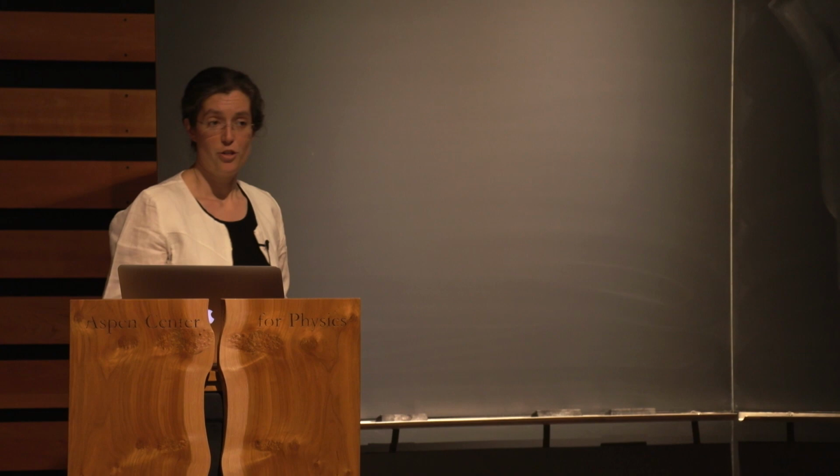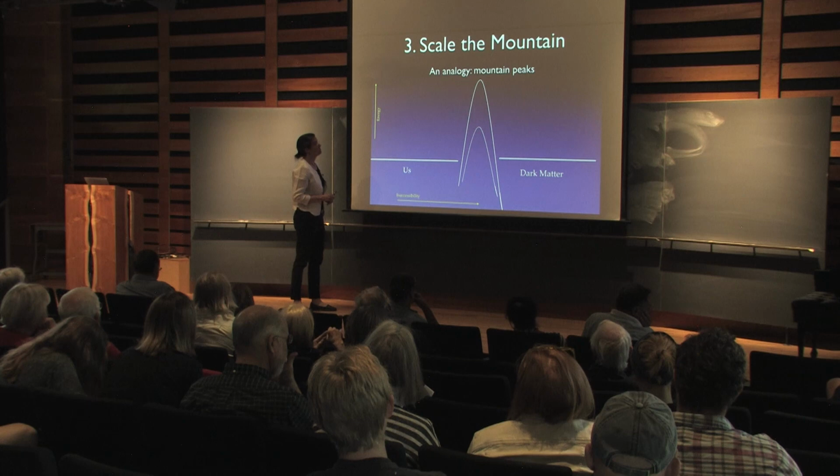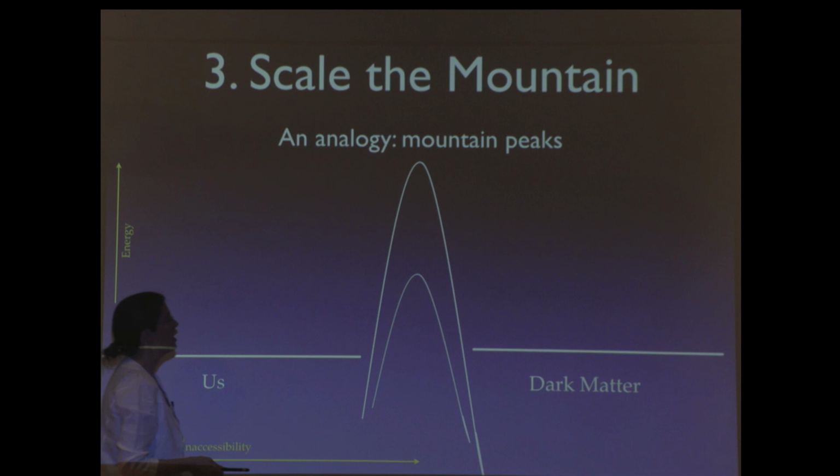So the third way you can search for dark matter is to scale the mountain. Okay, so dark matter can interact with us via very rare, low-energy interactions. Or you can just do the brute force way and say, okay, I'm going to climb up to the top of the peak and have a gander at what's on the other side. And that's really what we're trying to do in high-energy colliders. So the LHC is the most famous one of these.